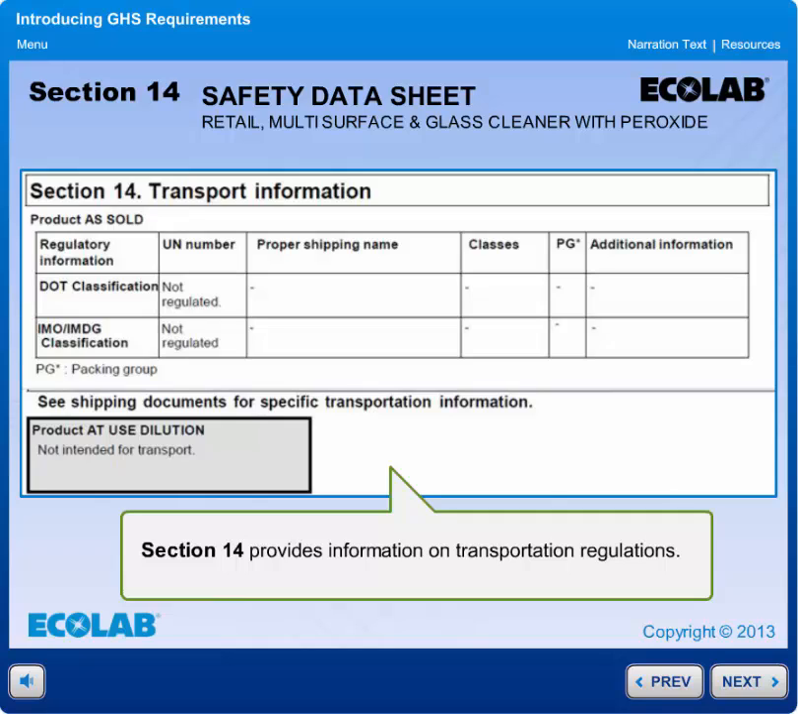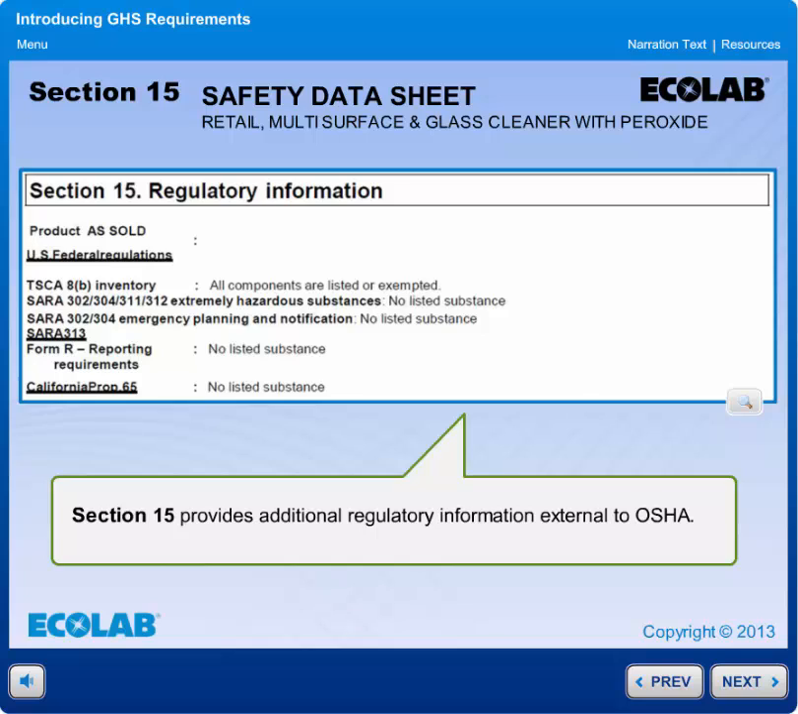This section provides information on how the product is regulated in transportation, such as by road, air, rail, or sea. Common information includes proper shipping name, packaging group, and other regulatory classification. Note that some products, such as this example, are not regulated in transportation. Section 15 offers additional regulatory information external to OSHA. Included may be how it is regulated by the EPA or state agencies.